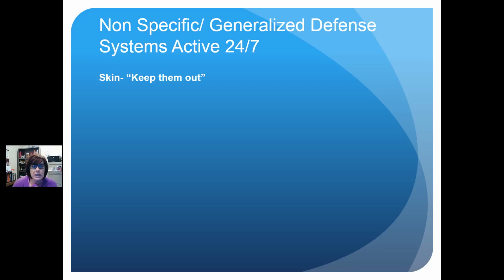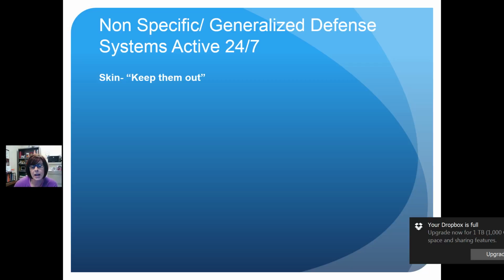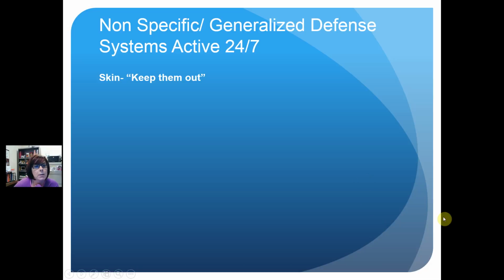First thing we have is our skin. Our skin is a barrier to keep them out. We have to have a physical barrier. Very little penetrates the skin when we're talking about pathogens.